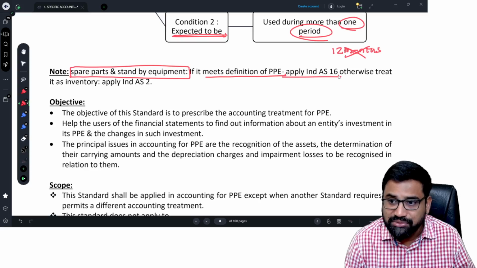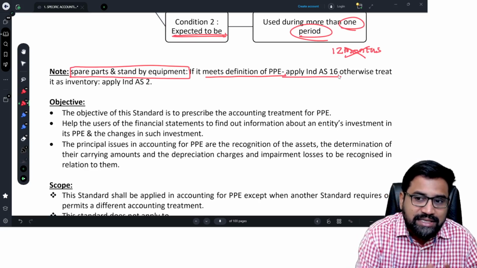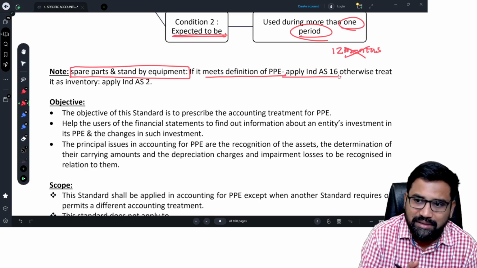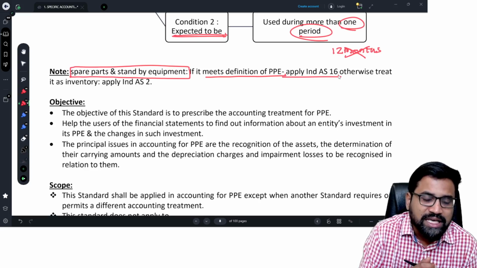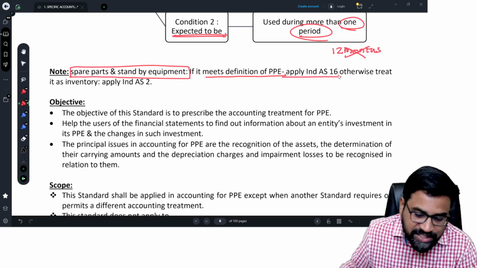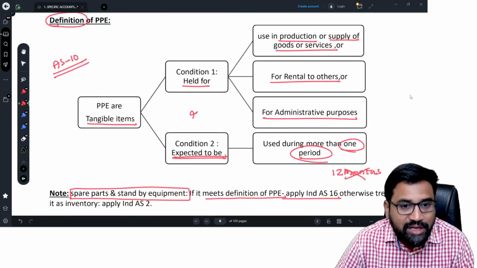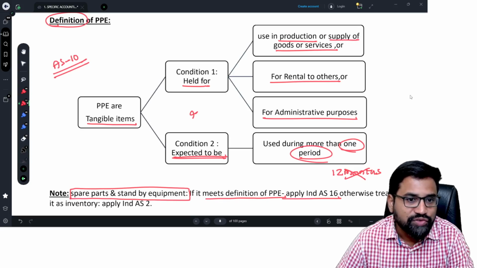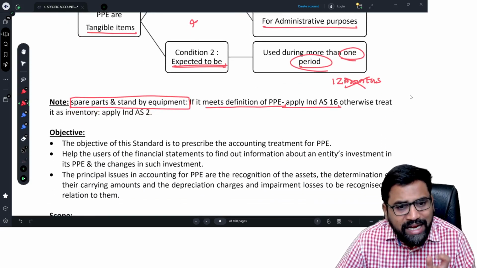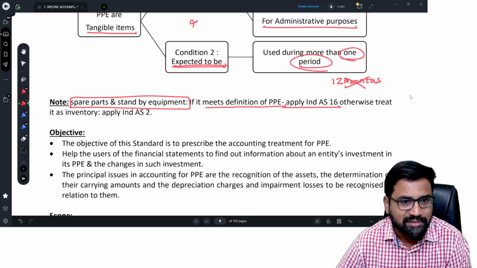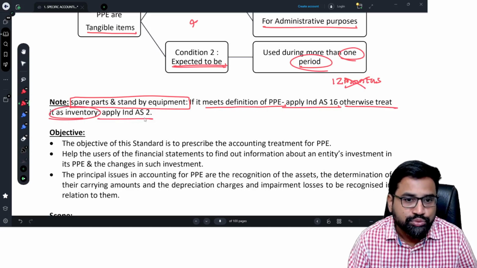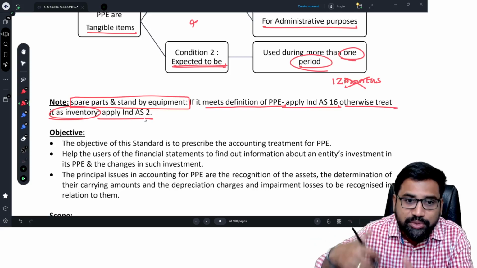Important, they may ask it as an MCQ. Generally spare parts means small items, so why will they be considered as property, plant, equipment? That's why you have to check whether these spare parts satisfy the definition of PPE or not. If they are held for and expected to be used for more than one accounting period, that means if they satisfy the definition of PPE, then you apply IND AS 16 for accounting of spare parts. Otherwise, treat it as inventory, that is apply IND AS 2. We have a standard called IND AS 2 which exclusively talks about inventory accounting.